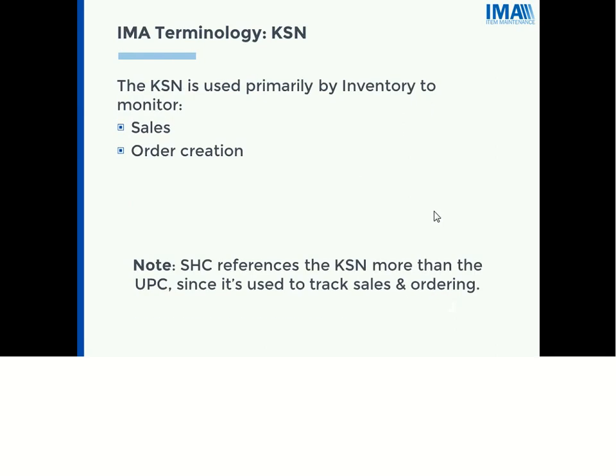So the KSN is used primarily by inventory to monitor sales and order creation. If you remember earlier, I stated that IMA is not the order creation system, but they do use that KSN information, that KSN number, for creating orders and monitoring sales in other systems.